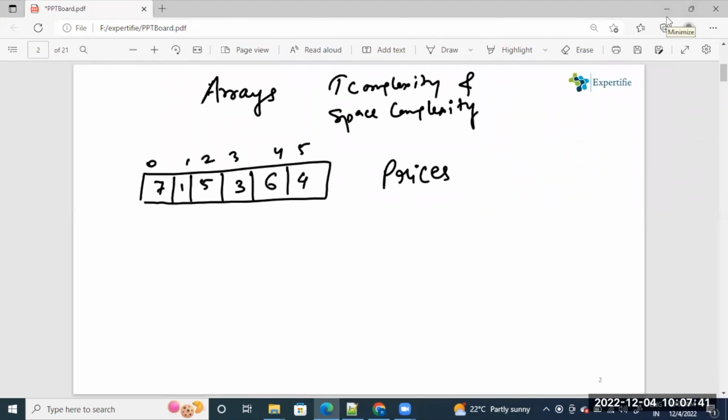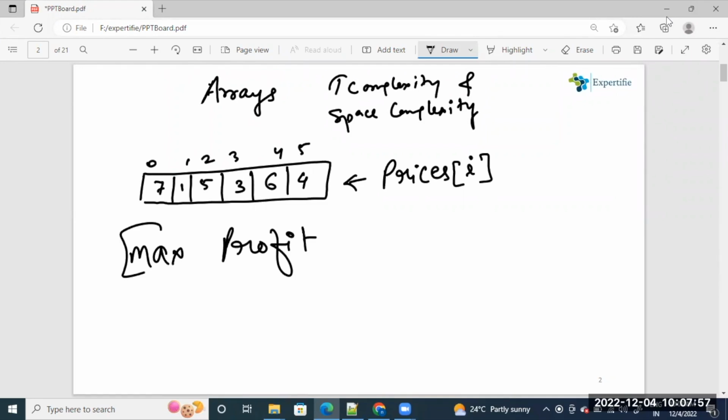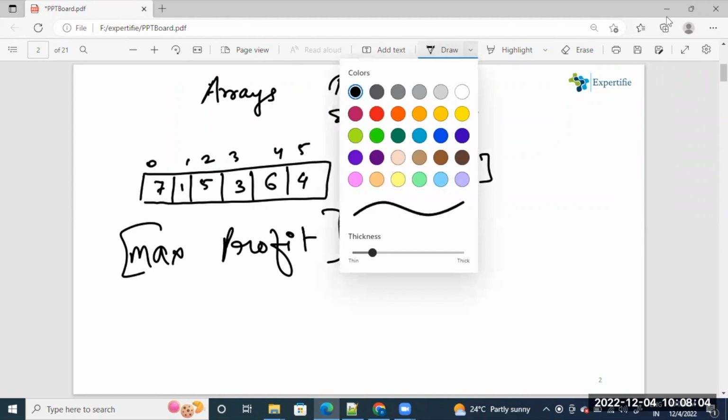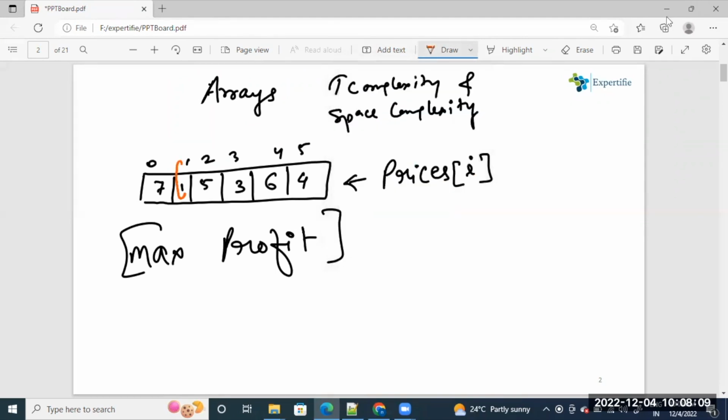These are the prices at the ith day. Now, what are we going to do? You have to maximize the profit. How are we going to maximize the profit? If someone is new to this part, we have to buy on one day. Let's say I am buying on this day, and I am selling on some other day.